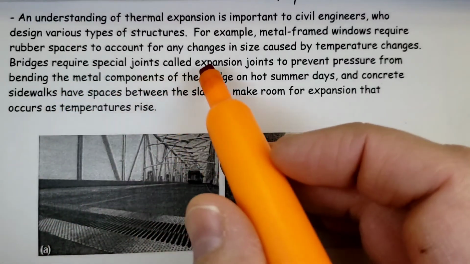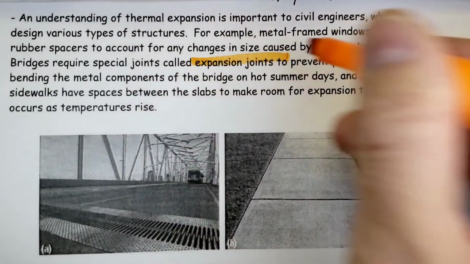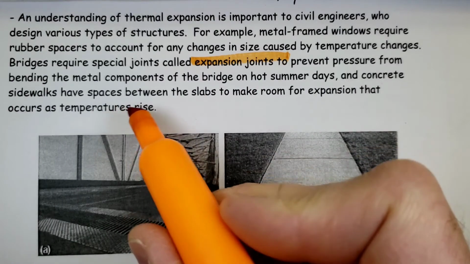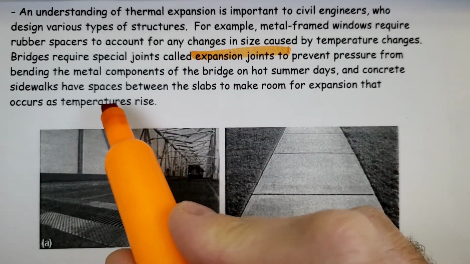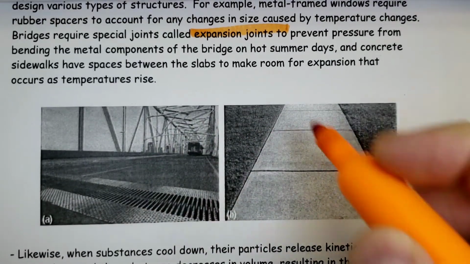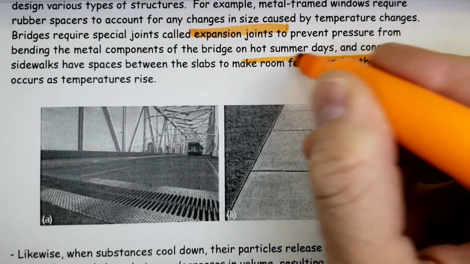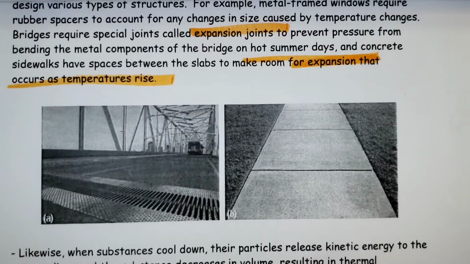So bridges require special joints called expansion joints to prevent pressure from bending the metal components of the bridge on hot summer days. And concrete sidewalks have spaces in between the slabs to make room for expansions when temperatures rise.